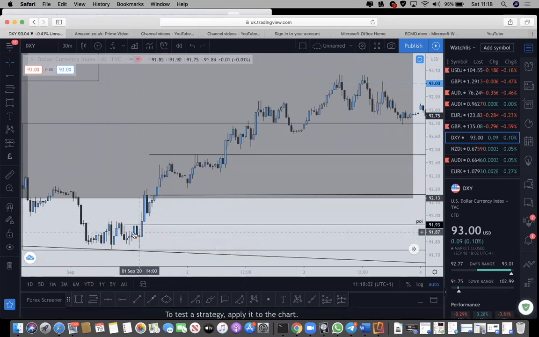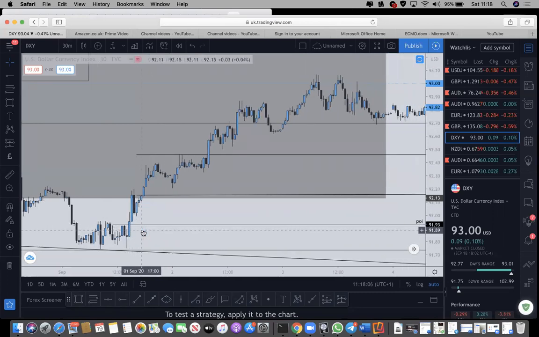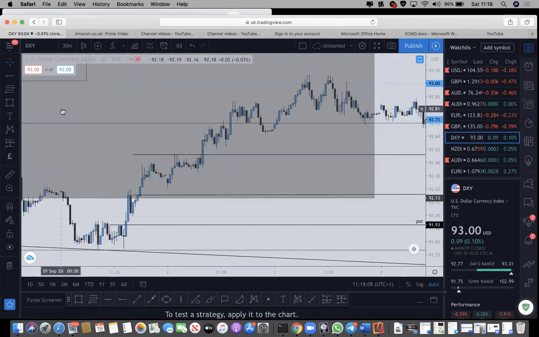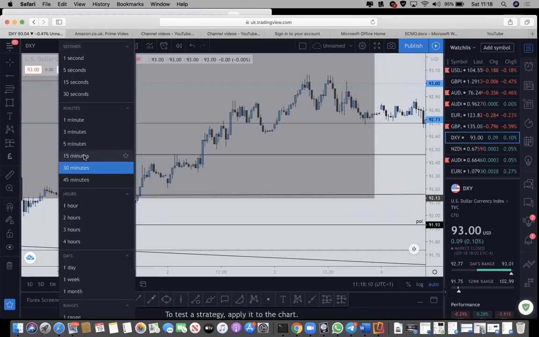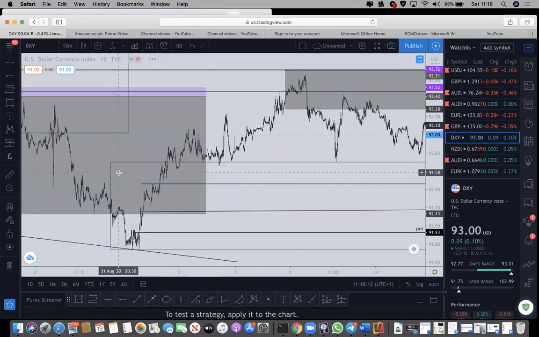Our third point of interest, we still see the institutional candlestick appearing again on the 30 minutes time frame. We go to the 15 minutes time frame.